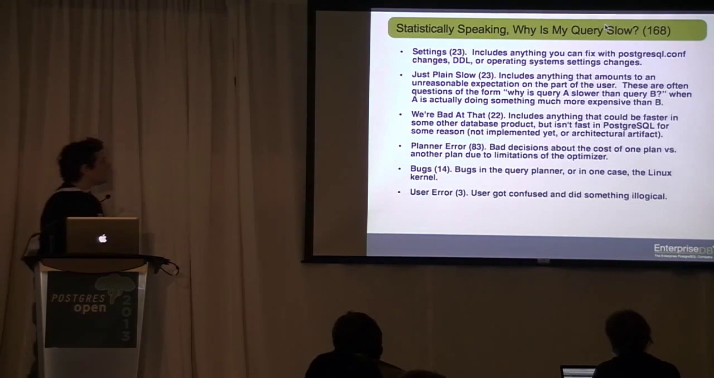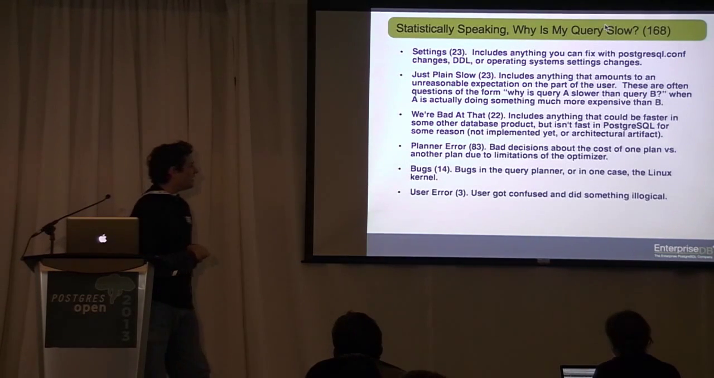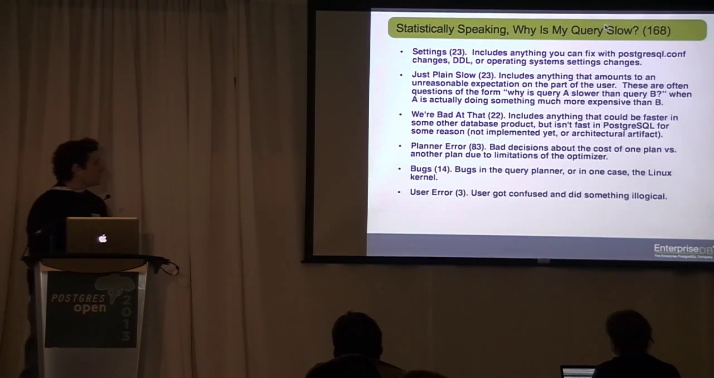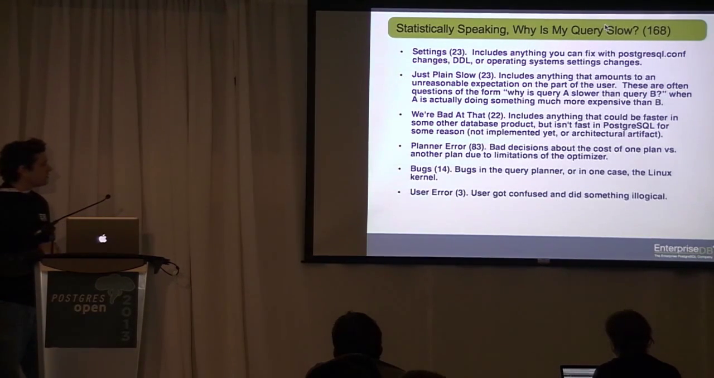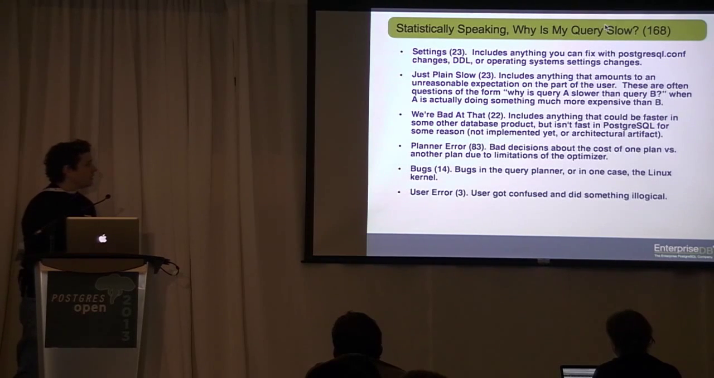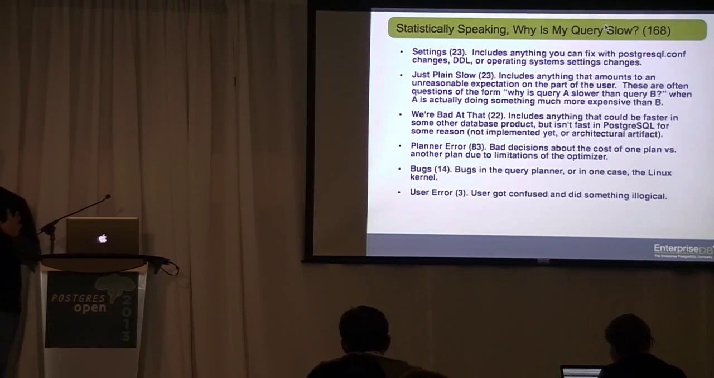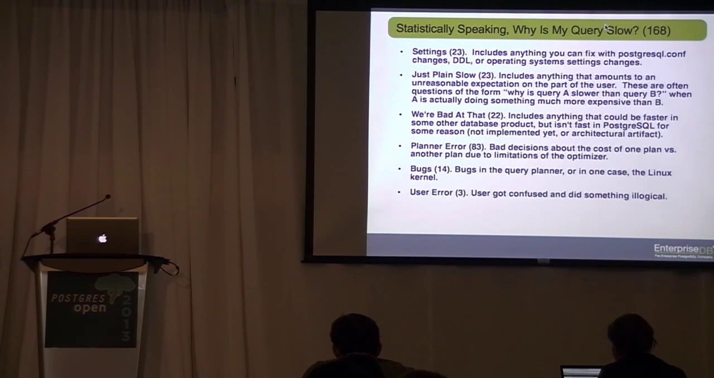There were 14 cases that I attributed to bugs, mostly bugs in the query planner, but one of them was a Linux kernel bug. Then there were a couple of reports where basically the user was just really confused about what was going on. And maybe they wrote a query that didn't actually produce the result set that they were asking for or something like that.